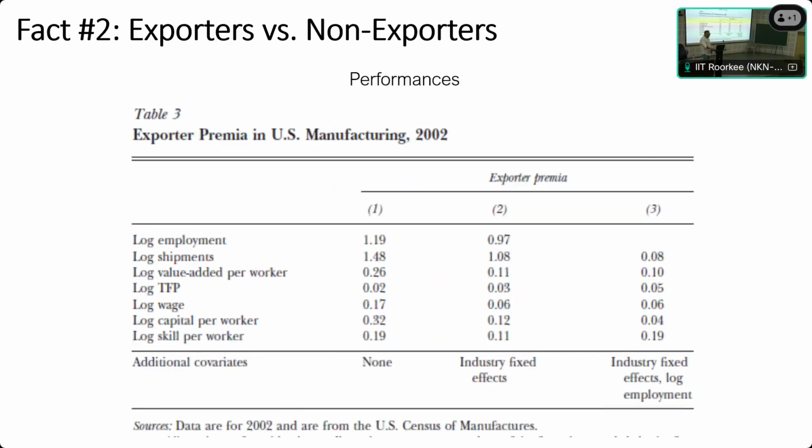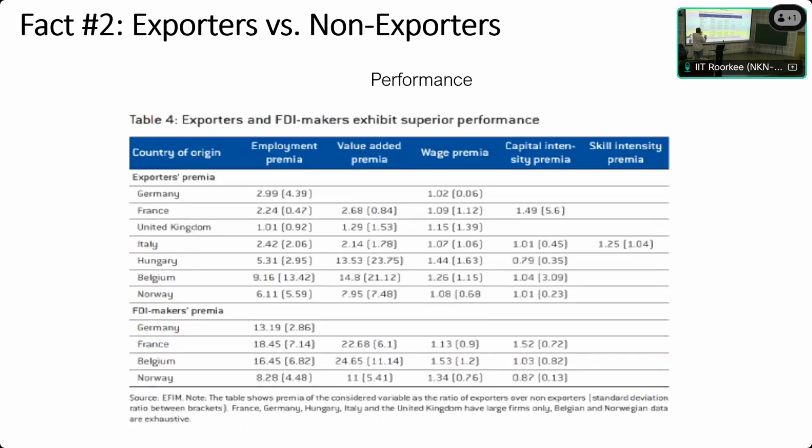It's the same exporter premium in US manufacturing. If you see log employment, it is very similar with industry fixed effects, with shipments, with value added per worker. So you add about 11% more value in this case. TFP is higher, wage is higher, so everything is higher, more or less. This is 2002. And this is pretty much very similar in Germany, France, United Kingdom, Italy, Hungary, Belgium. All of these have a high premium in employment, value added, wage, capital intensity, skill intensity, everything.